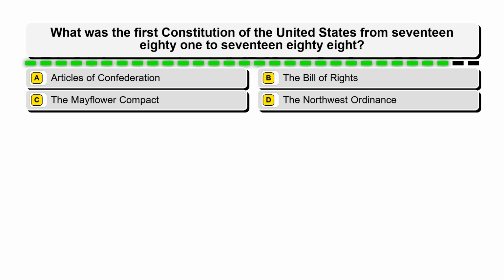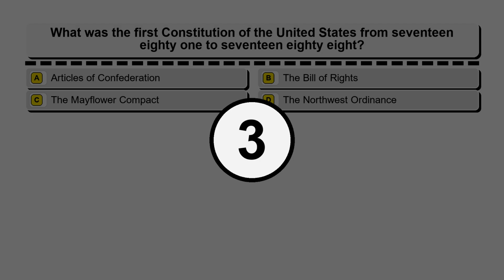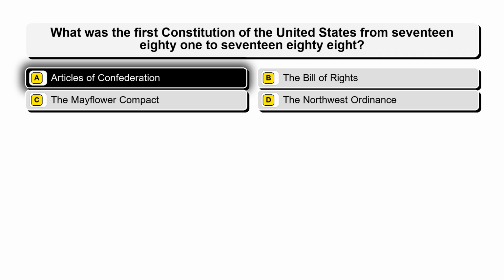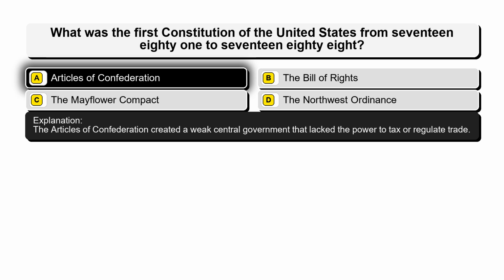Question 142. What was the first Constitution of the United States from 1781 to 1788? Option A, Articles of Confederation. Option B, the Bill of Rights. Option C, the Mayflower Compact. Option D, the Northwest Ordinance. The correct answer is option A, Articles of Confederation. The Articles of Confederation created a weak central government that lacked the power to tax or regulate trade.